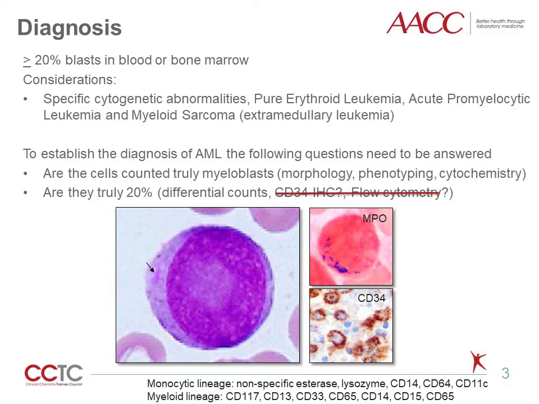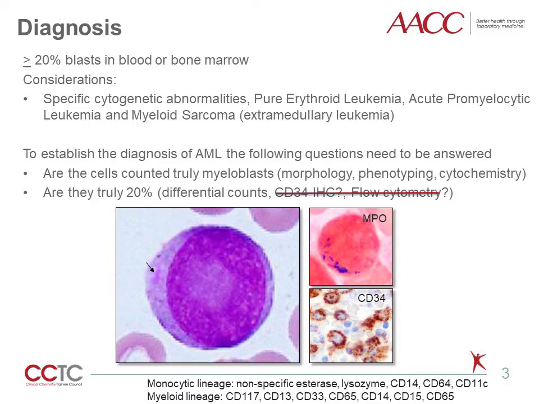To establish a diagnosis of AML, we need to confirm that the cells being counted are truly myeloblasts, since morphologically, myeloid and lymphoid blasts could have similar features. For this, ancillary tests such as immunophenotyping by flow cytometry and/or immunohistochemistry and cytochemical stains can be performed.